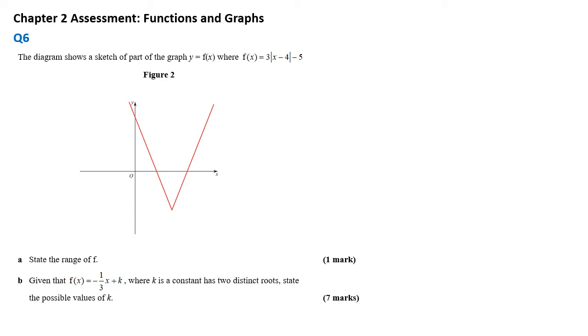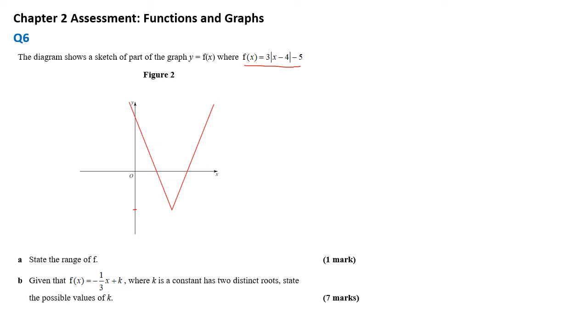So for part A of question 6, we are asked to find the range of f of x where the graph is shown here. For the range, we're looking at the possible y values that it can take, and we can see that the y values are anything above this vertex.